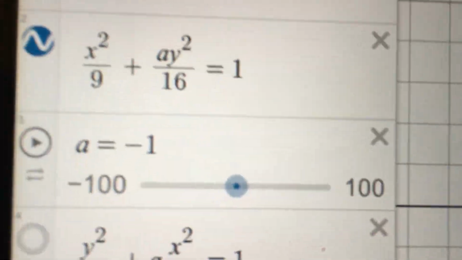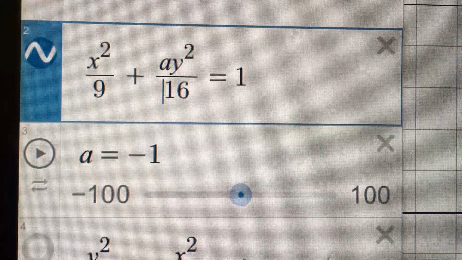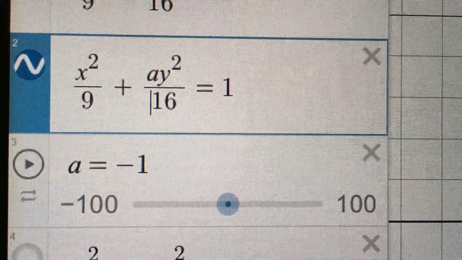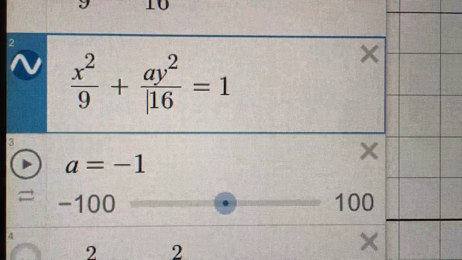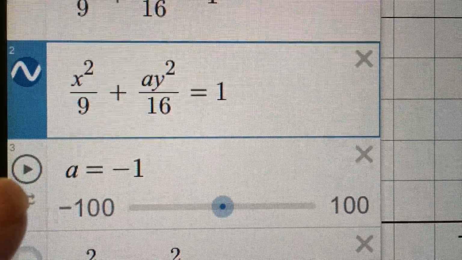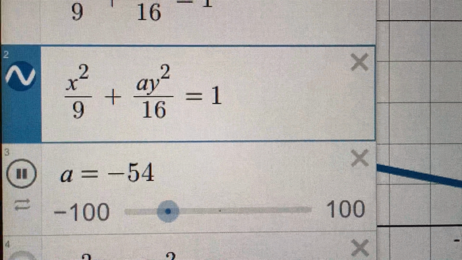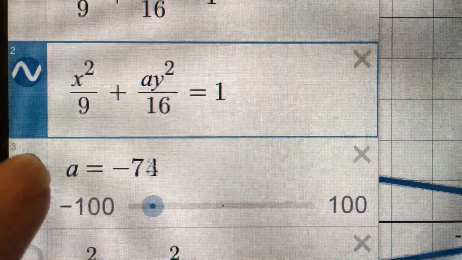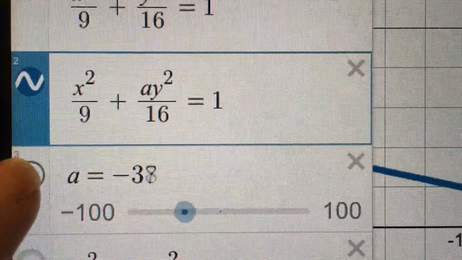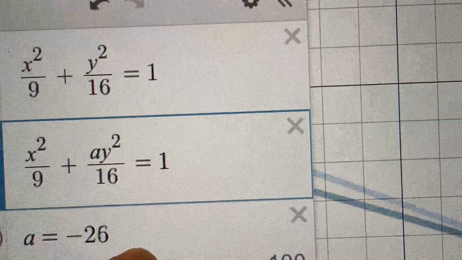Here's an equation. Look at the one that's highlighted, the blue one right here. See how there's an A in there? That A is going to change values. I can push this little slider right here, and it changes the value of A. I'm going to show you what happens to the equation when the A value changes. Let me pause that and put it back to where I want it.